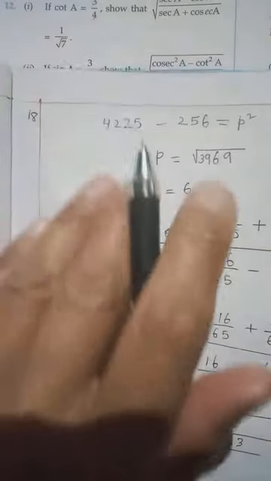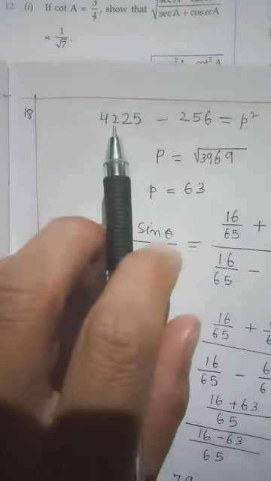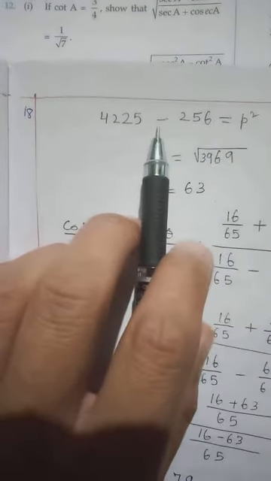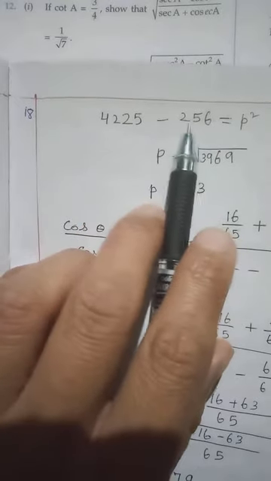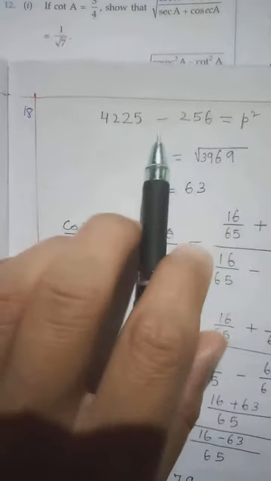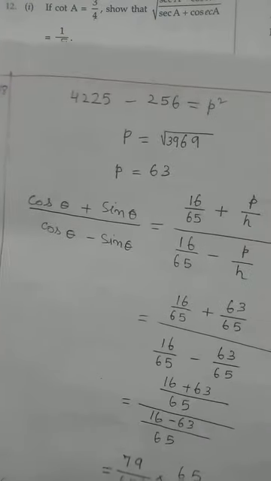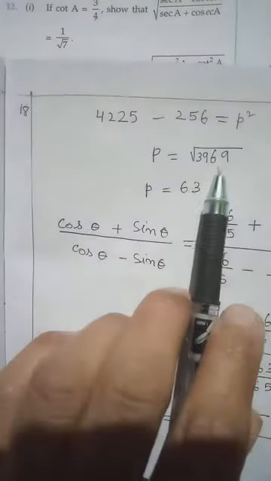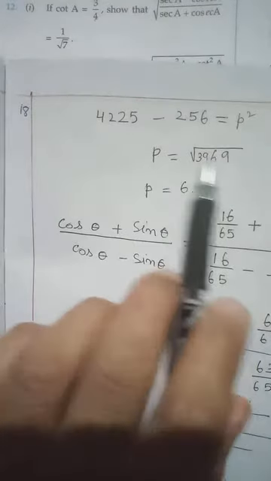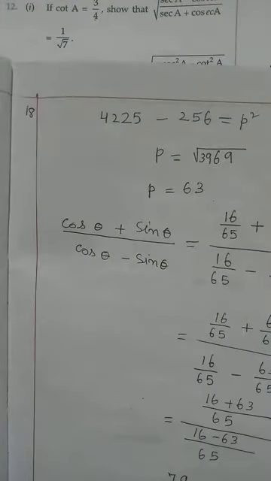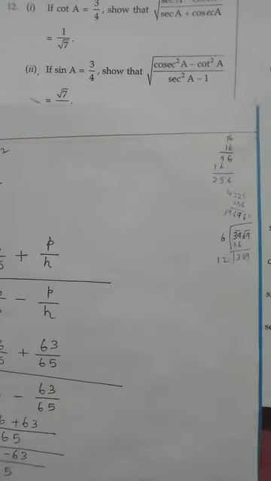Okay, so if we do 65 into 65, we get 4225. Then 16 into 16, 256. We have minus, so we subtract. After subtracting, we get 3969. We want only p, so let's put the square root. It's a big number. We can calculate the square root using the long division method. There are 4 digits. We group them in 2s.